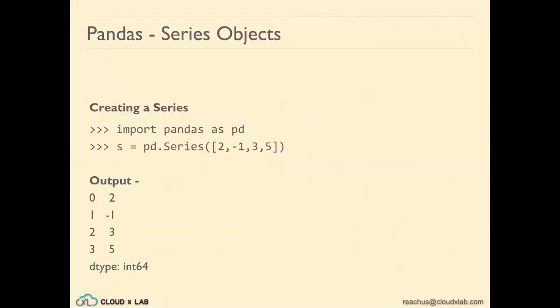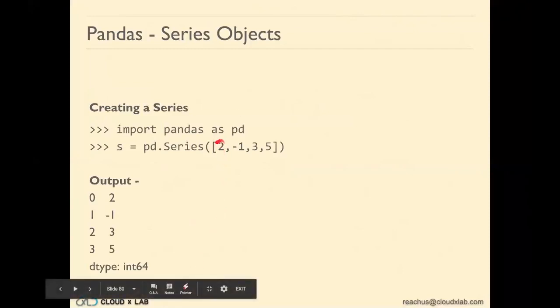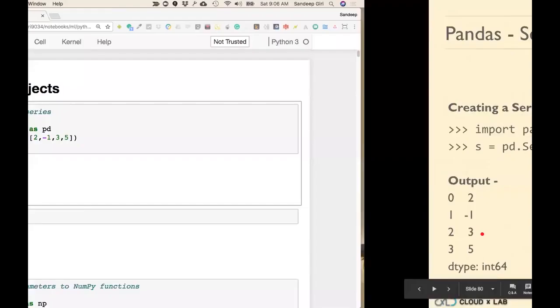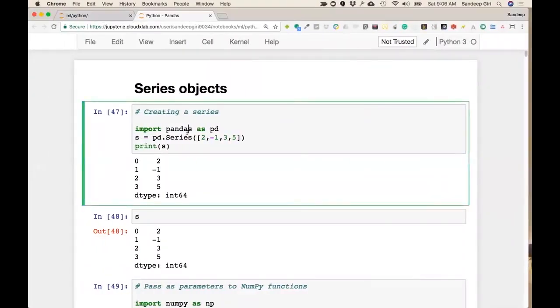A series object is very similar to an array. The only difference is that every record has a name. Every row has a name. Okay, so here we're creating a series object from a Python list, and this is what we get. The easiest one is creating a series object.